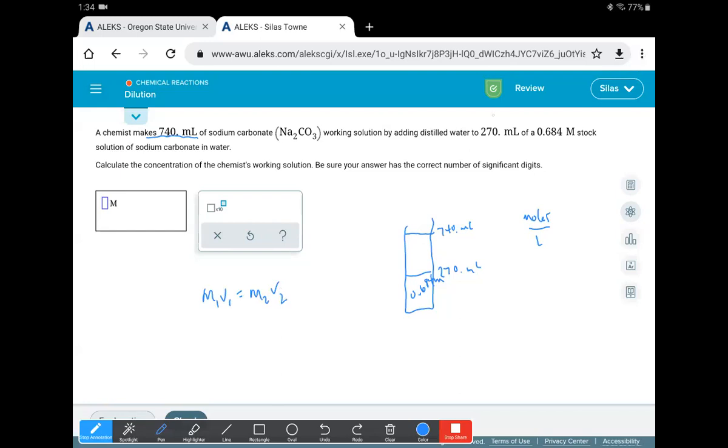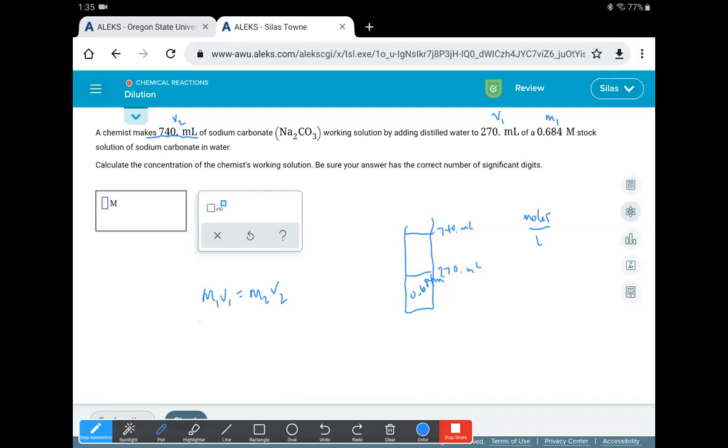So I would see this as volume 1, because I started with 270 milliliters, and this as molarity 1. And then I have volume 2. Now here it tells me the total solution. What you need to be careful with is if it says a chemist added 300 milliliters, volume 2 would not be 300, it would be the 300 plus the 270 original. So be careful with how it's worded when you do problems like this. Is it being added or is it the new total solution volume? And in this case, it's the volume.